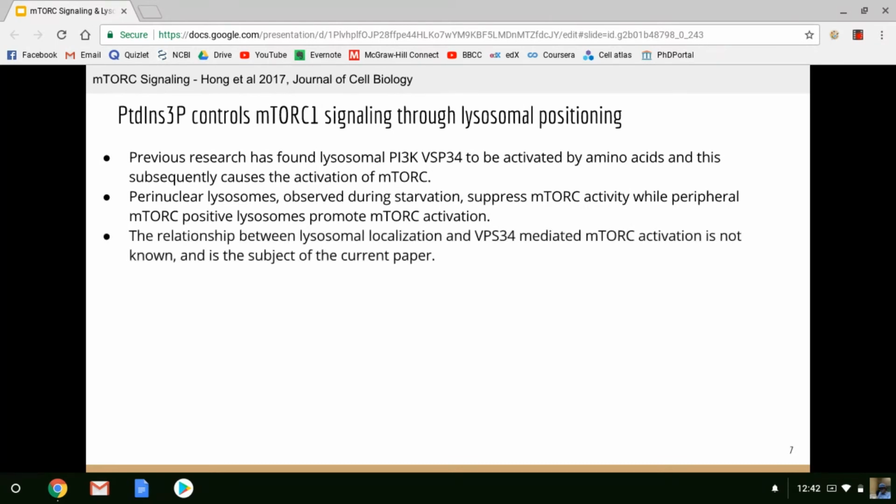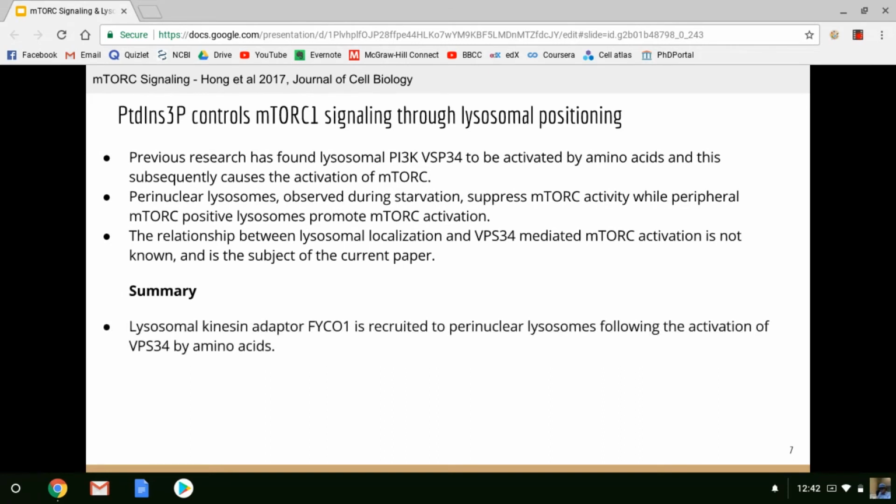Now, these two ideas, VPS34 activation and lysosomal positioning, were in no way related until this paper came out. And that's why this paper is so cool: it ties together these two different events and concepts and tells a more coherent story of how mTORC signaling actually works. So this is what they discovered.